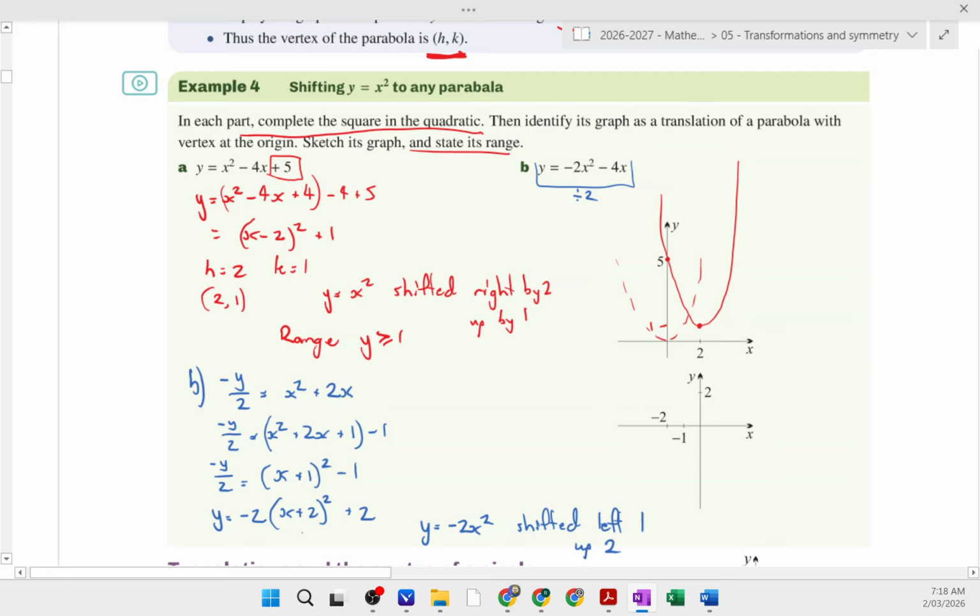So if I have a look, I've got, oh, did I put a 2 in there? 1, thank you. I wondered why I was looking at it weird. So I've got the 1 there, so it's left, and up 2. So that means my h is -1 and my k is 2. So my vertex is (-1, 2), which is that point just there.